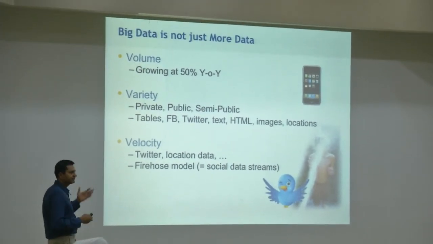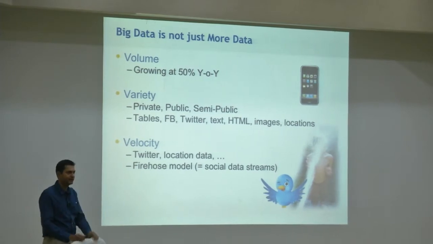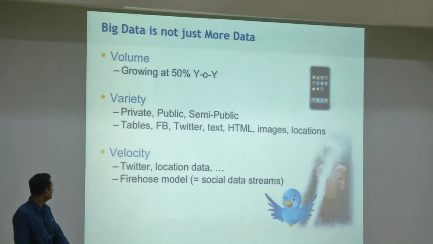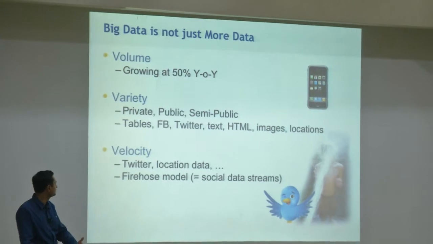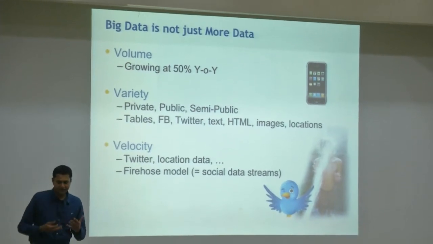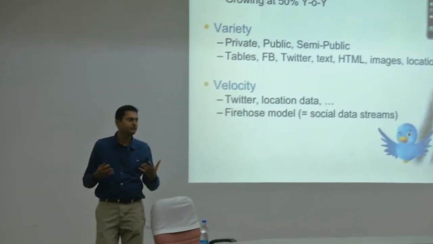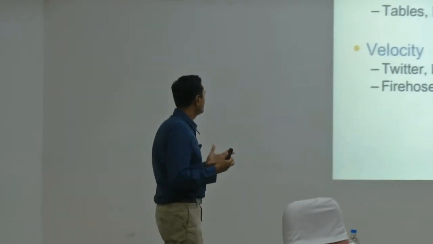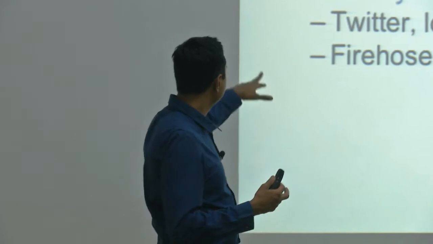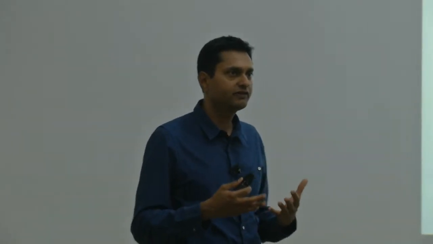We're talking about different kinds of data, like private, public, and semi-public. We're talking about tables. We're talking about Facebook, Twitter, text, HTML, image. So basically, there's a heterogeneity, a variety of new data that's available. Plus, the final thing that's just starting to be noticed is that the velocity of data is increasing as well, right? It's volume, variety, and velocity. Now, data is moving faster than ever before. It's not that there's more of it, but it's flowing faster.